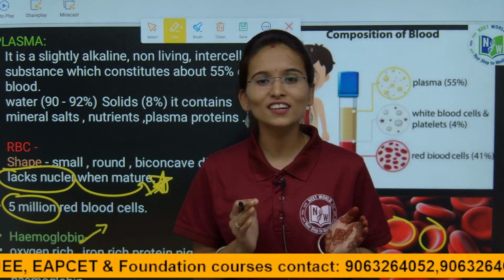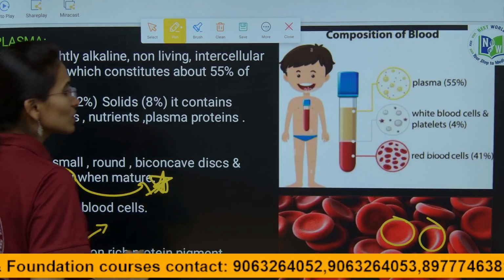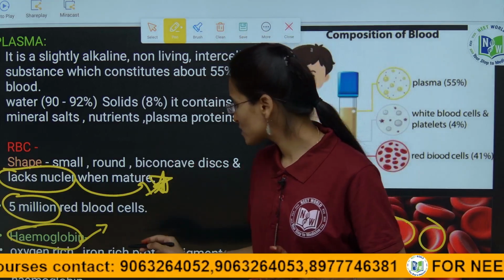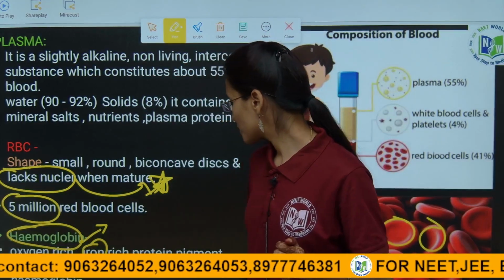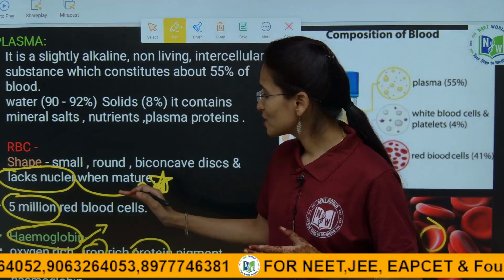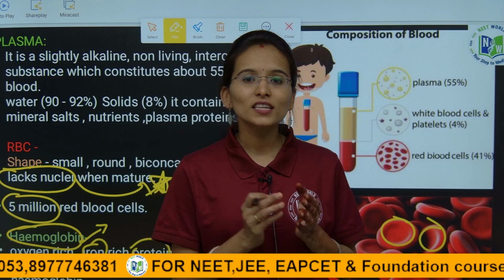They are red in color due to the presence of a pigment called hemoglobin. The hemoglobin is an iron rich pigment, it is actually rich in iron. It is an iron rich protein pigment, and the main function of the hemoglobin is that it is going to combine with the oxygen.